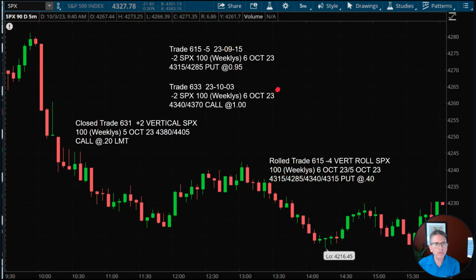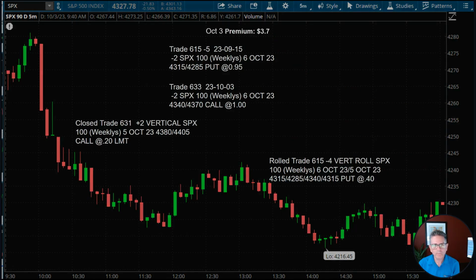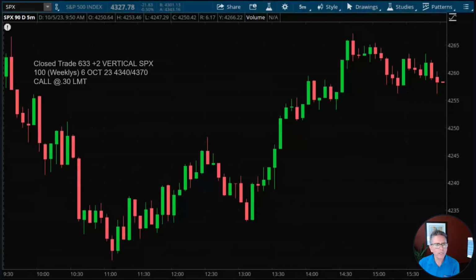So this trade here got rolled 5 times, and here we collected 95 cents and $1. So now we have $3.70. Okay. So in this trade here, we closed the trade for 30 cents.